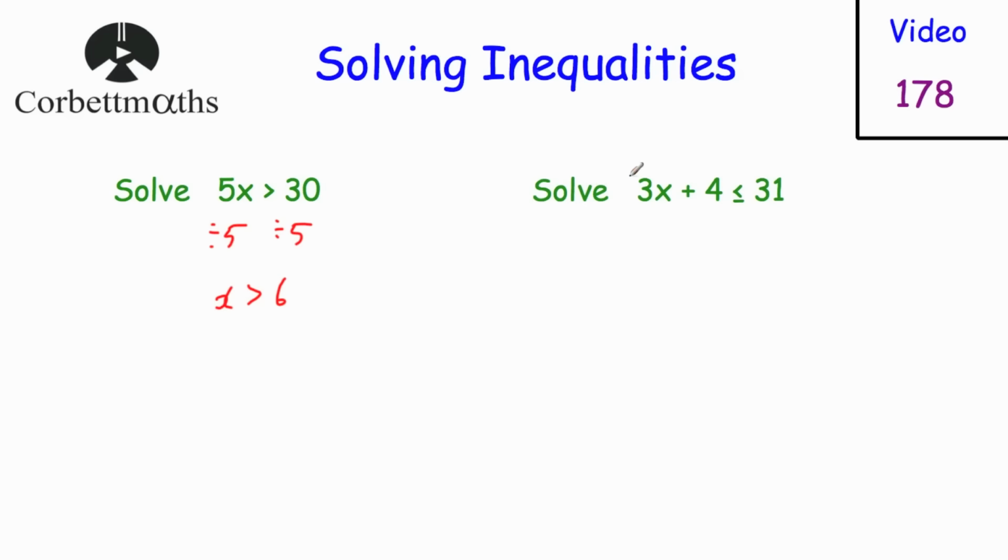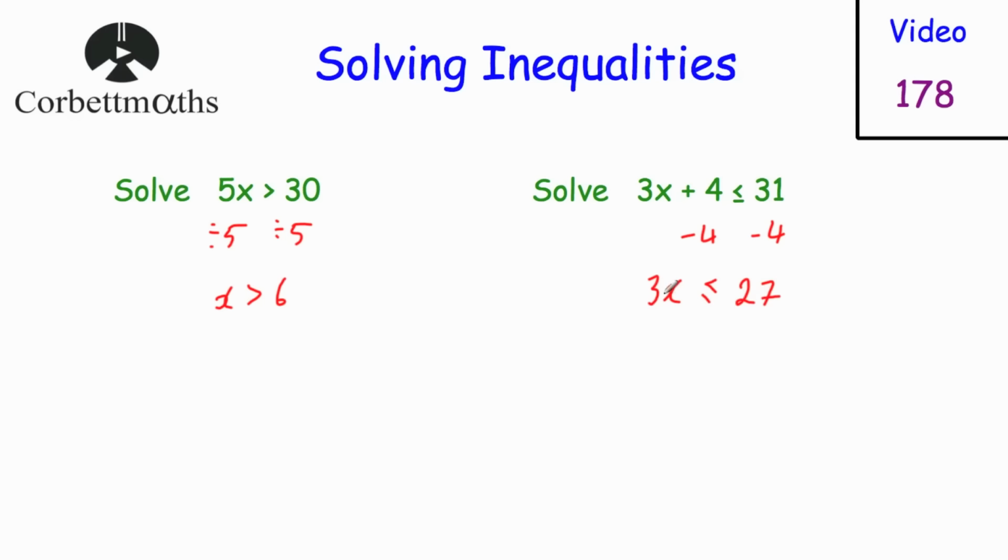Okay, this time we've been asked to solve 3x plus 4 is smaller than or equal to 31. If this was an equation, the first thing I would want to do is get rid of this plus 4. So let's take away 4 from both sides of the inequality. We've got 3x plus 4, taking away 4 leaves us with 3x. Then we've got our less than or equal to sign. And 31 take away 4 is 27. So we've got 3x is smaller than or equal to 27.